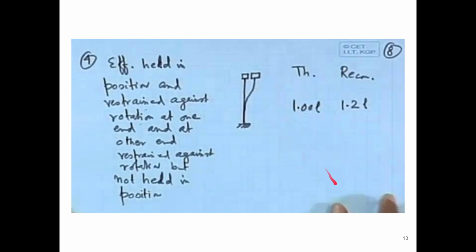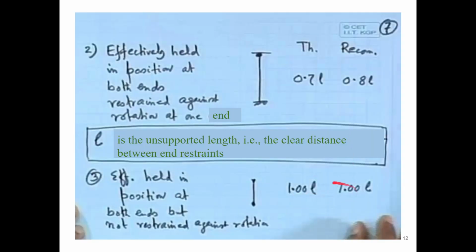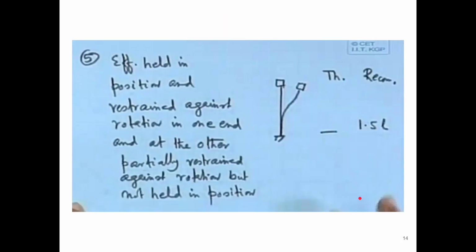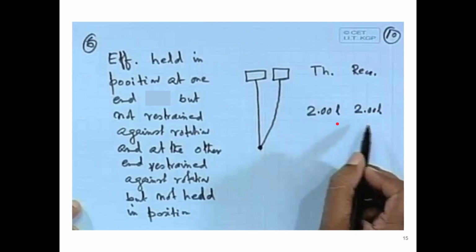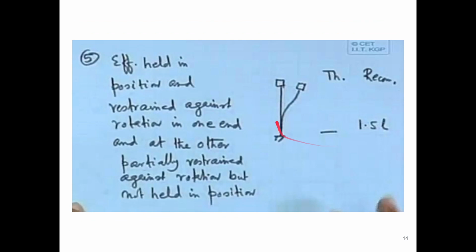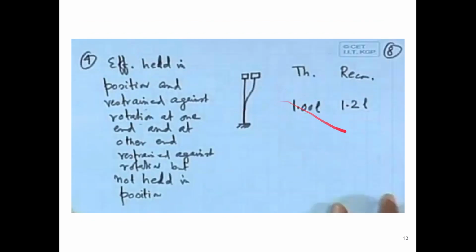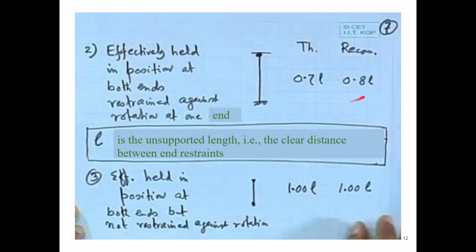If you see here, it is 1L in both the values, and here you will see it is twice L. So in these cases both the values are equal. These are some exceptional cases. That's why the recommended value is mainly taken to be the same.